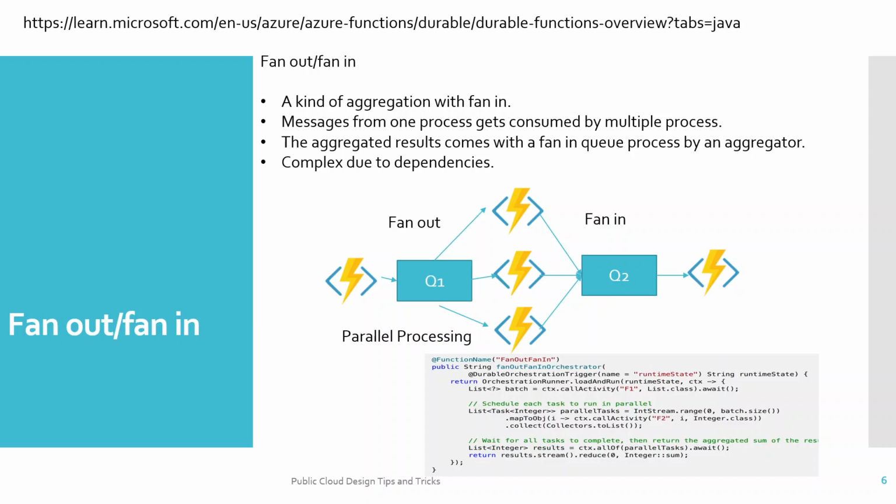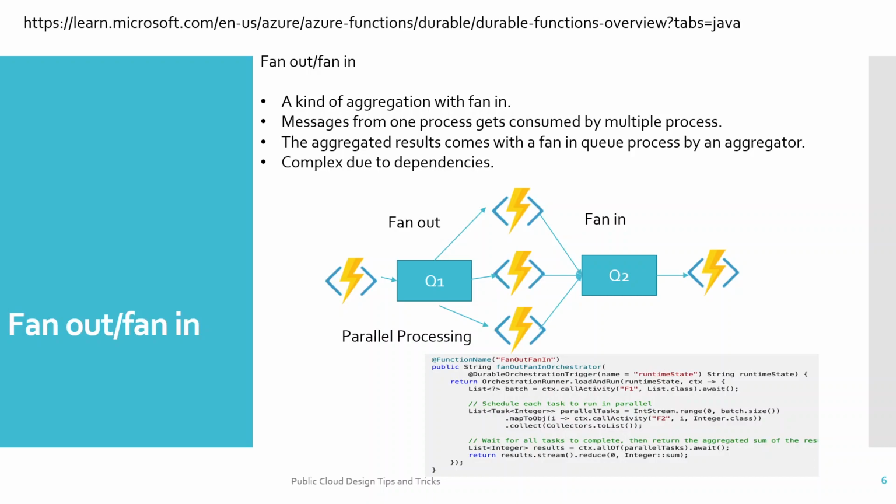Now the aggregated results come with a fan-in queue processed by an aggregator, and it is always complex due to dependencies again. Okay, so now with durable functions, you can very easily handle parallel processing. What it will do is start creating parallel instances of the middle functions. If you see here the list of task integer parallel tasks, it will start waiting for every function until they finish.